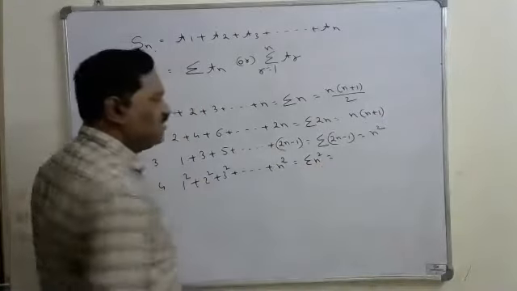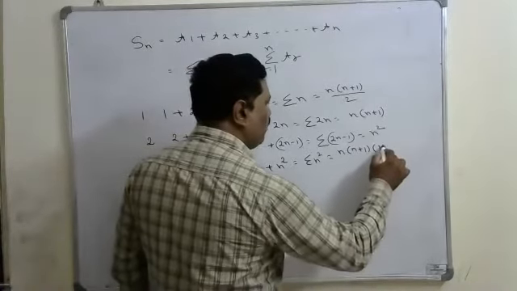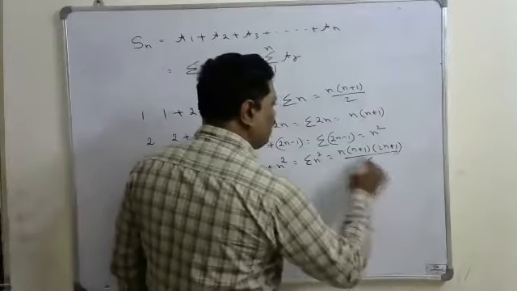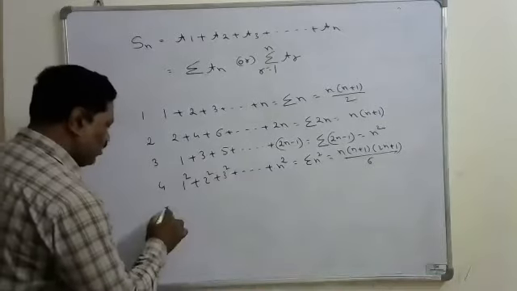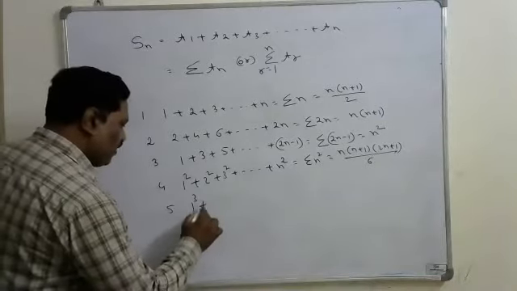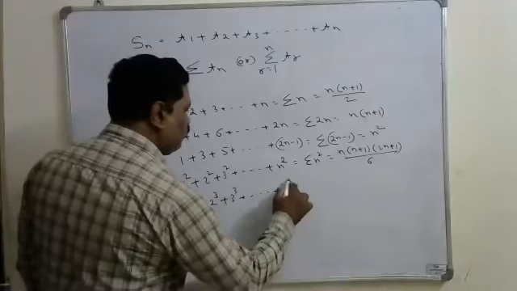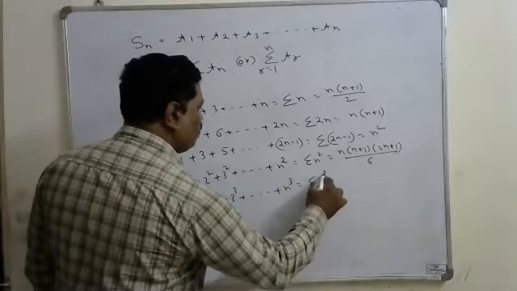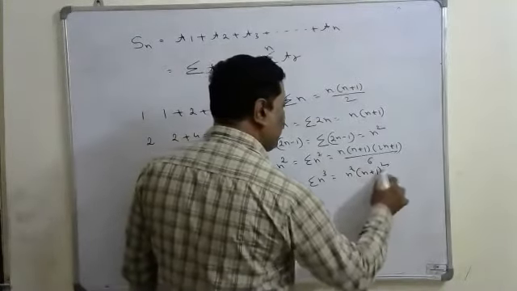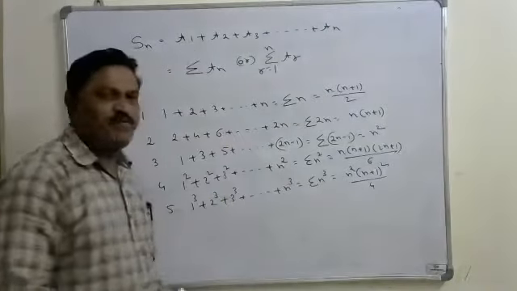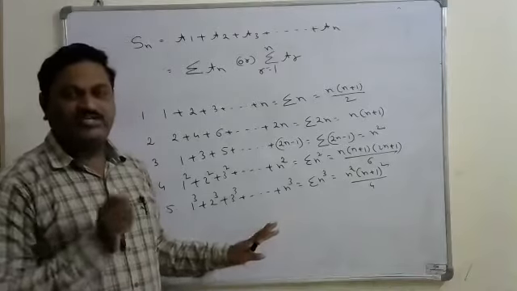The formula for it is n into n plus 1 into 2n plus 1 by 6. So that is the formula for the sum of the first n square natural numbers. Then the next one is 1 cube plus 2 cube plus 3 cube plus, and so on, up to n cube. That will give the sum of the first n cube natural numbers. That formula is n square into n plus 1 whole square by 4. That represents the sum of the first n cube natural numbers, right?